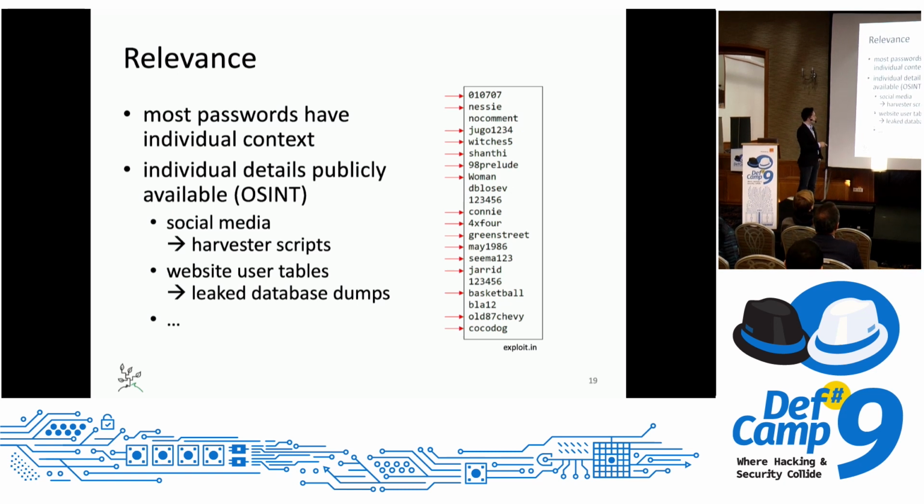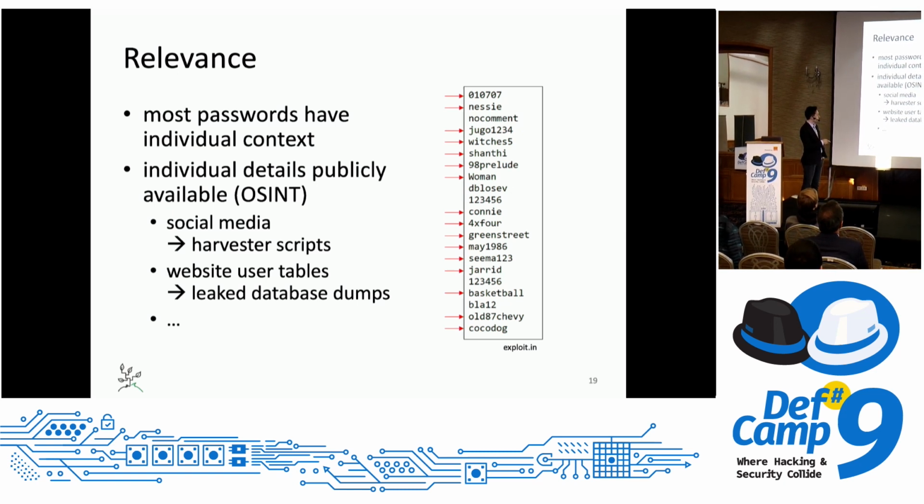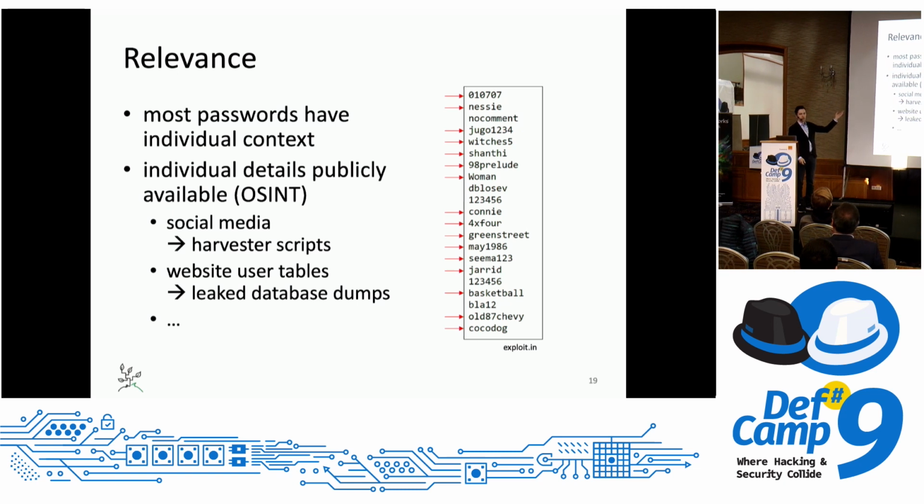So for instance, this person probably likes to drive a 404. This person probably likes to play basketball. What about this person here? Or women, I don't know. Basically, what I want to tell you here is that people use individual information that relates to the person in their password. Therefore, it makes sense to attack individual information in their password.